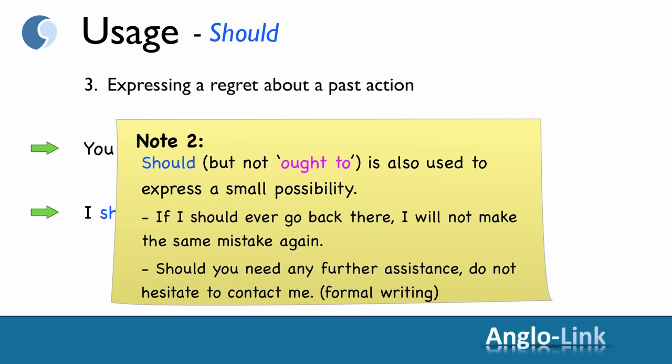Also, should, but not ought to, is used to express a small possibility. For example, if I should ever go back there, I will not make the same mistake again. Or, should you need any further assistance, do not hesitate to contact me. This is a common formula in formal writing.